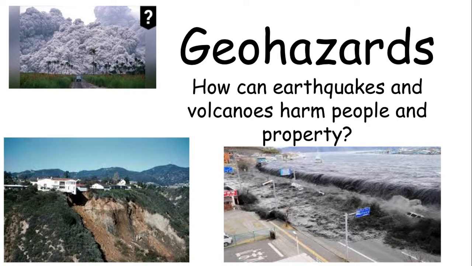So we've looked at plate tectonics, continental drift, plate boundaries, earthquakes, and volcanoes. So now we're going to bring in the human element. How do these events in the geosphere affect people and their property? And more importantly, what can be done to try to mitigate that or make that effect not so great?